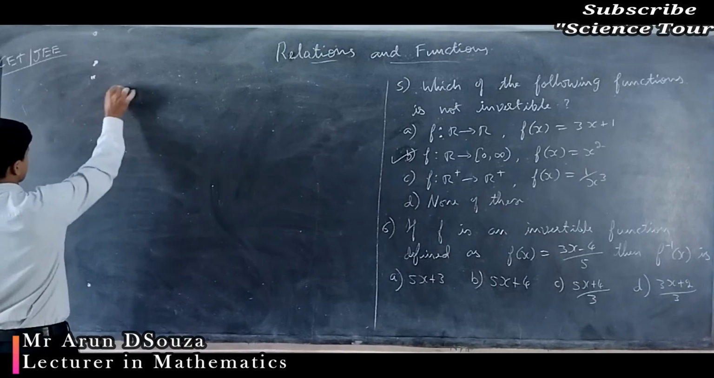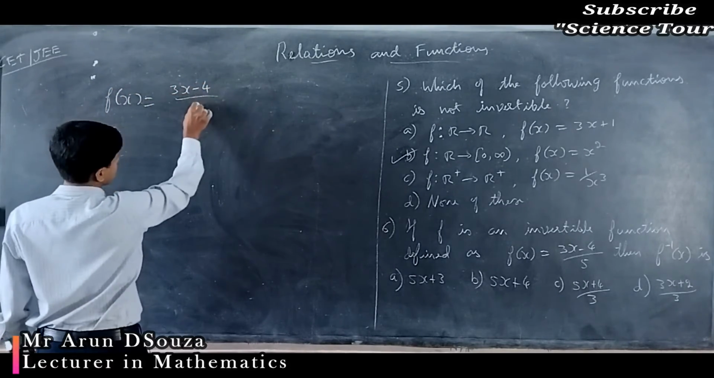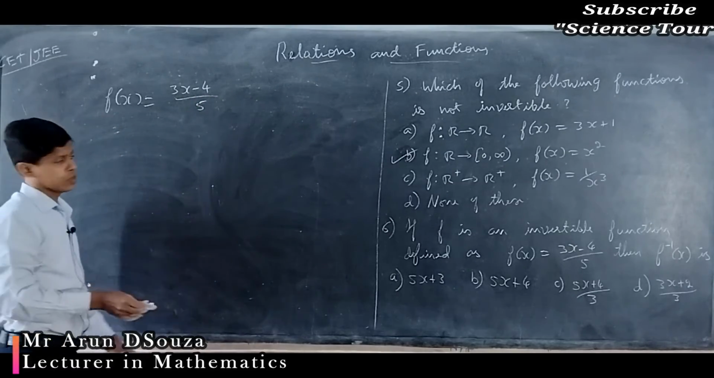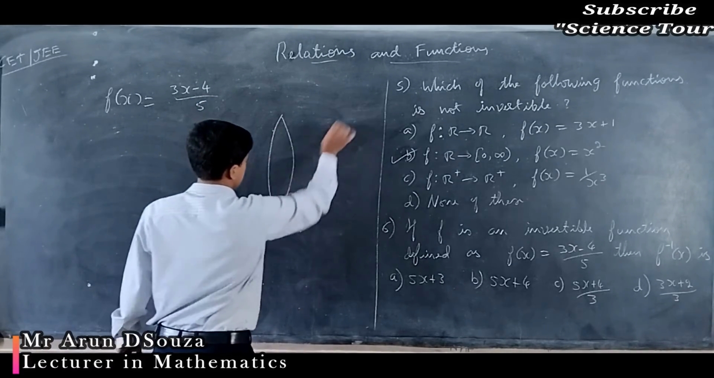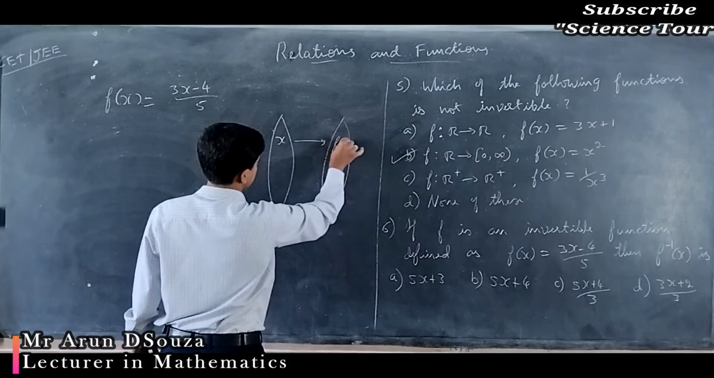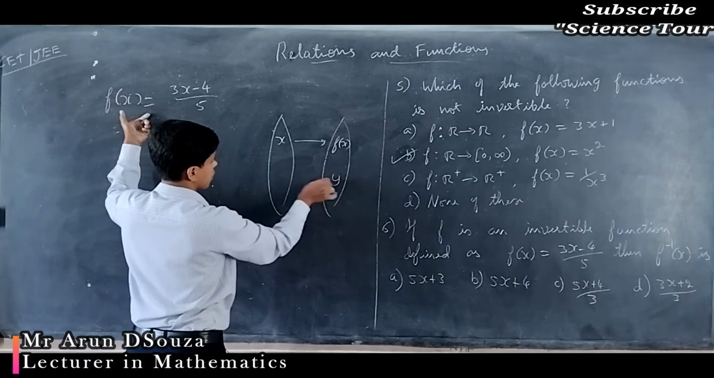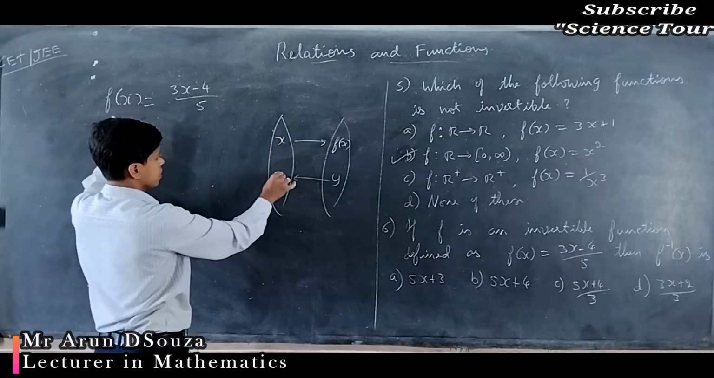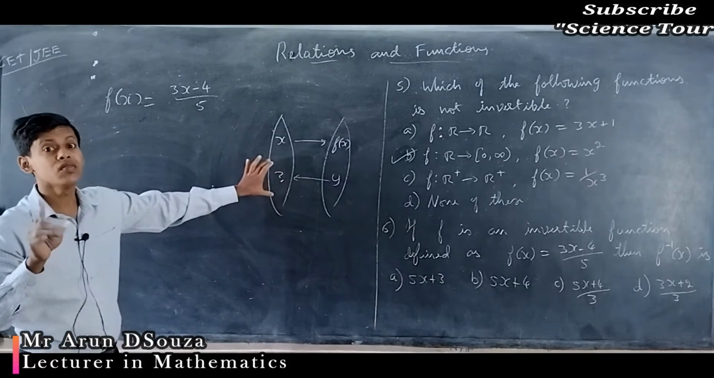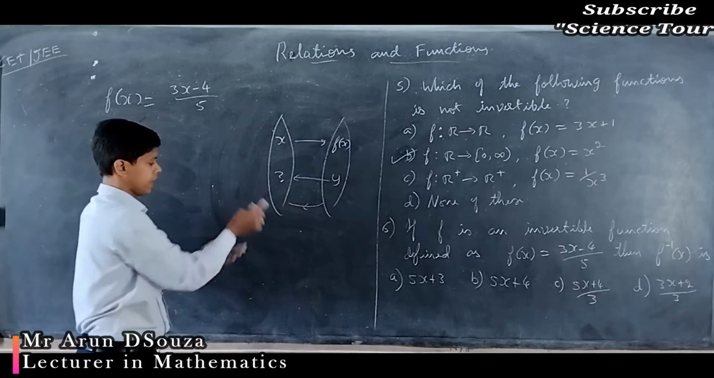So let's do that. F of x is equal to 3x minus 4 divided by 5. See, you have got x here and that has become f of x. So that is nothing but y. Now what will happen to y? That will be the inverse function when we come back.